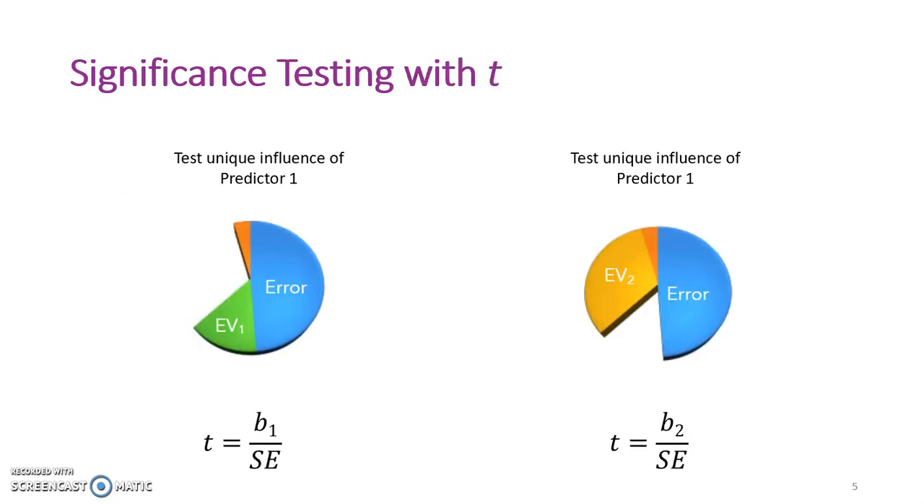Another way to think about this is that we have a unique t-test for each predictor in the model, because we're relating that unique influence of that predictor on the outcome. So we have a t-statistic for the estimated B1 coefficient and a t-statistic for the estimated B2 coefficient. To calculate the t-statistics, we simply take the estimate of the slope coefficient and divide it by the standard error of that coefficient. And we can get this in SPSS.